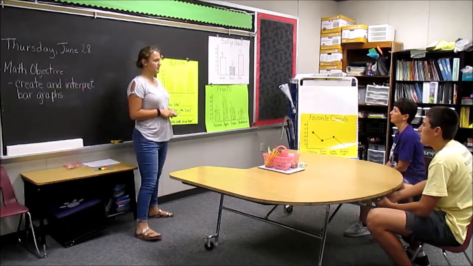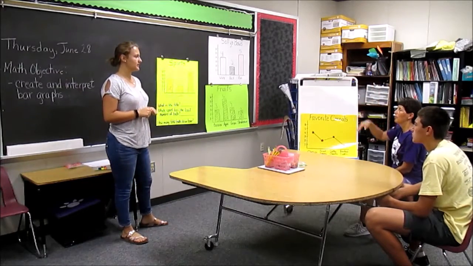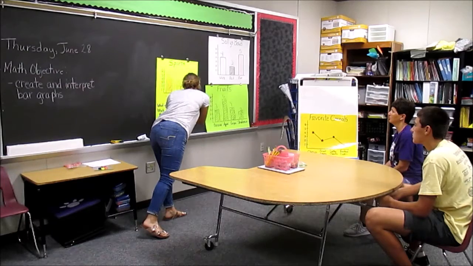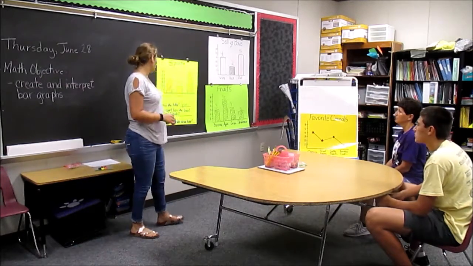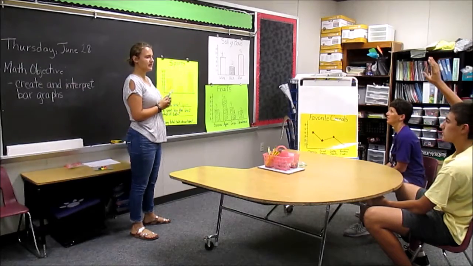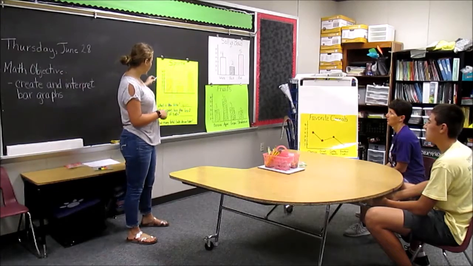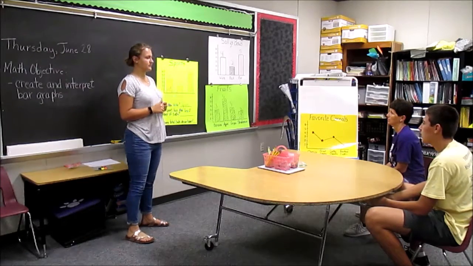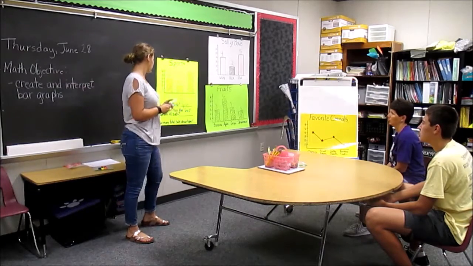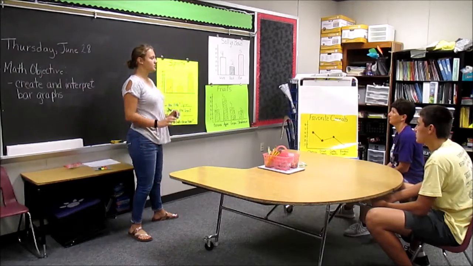So let's answer these questions at the bottom. What is the title of this whole graph? Sally? Sports. All right, and which sport has the least number of balls? What does least mean? Billy? Like the lowest number. So which one has the lowest number of balls? That would be basketball. All right, and how many basketballs do we have? 2.